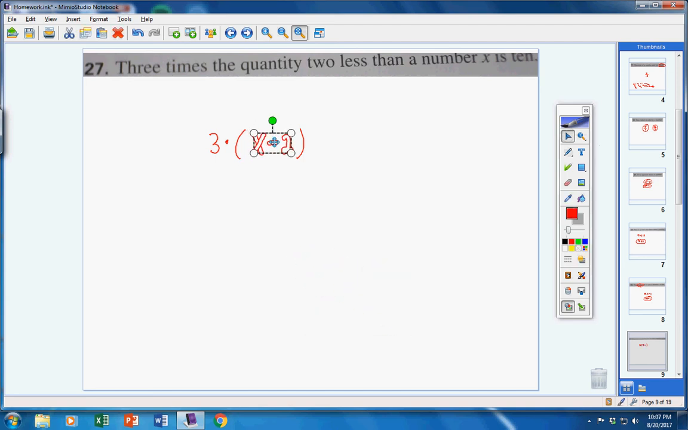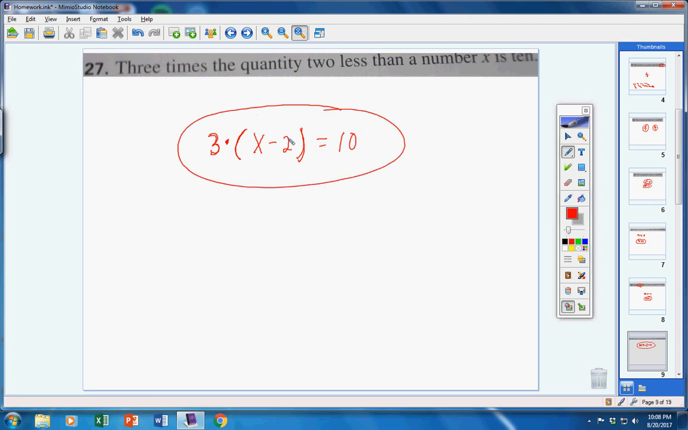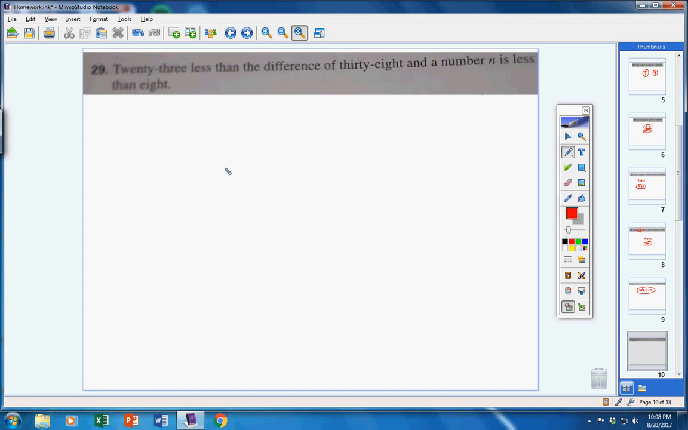So that's what goes inside your quantity here. Alright, let's start over and go over this again. 3 times the quantity, so 3 dot, and I put my parentheses for quantity. What's the quantity? 2 less than the number x. 2 less than the number x equals 10. And there we go. That is the correct answer. Alright, let's try another one. 29.